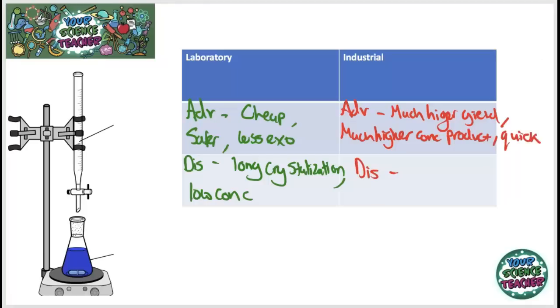The industrial process might be quicker, but it is a lot more dangerous. You are going to be having a very exothermic reaction, which could cause really quite bad explosions. And as well as this, we are going to be working with very expensive equipment, and it is a lot more complex with a lot more stages involved.